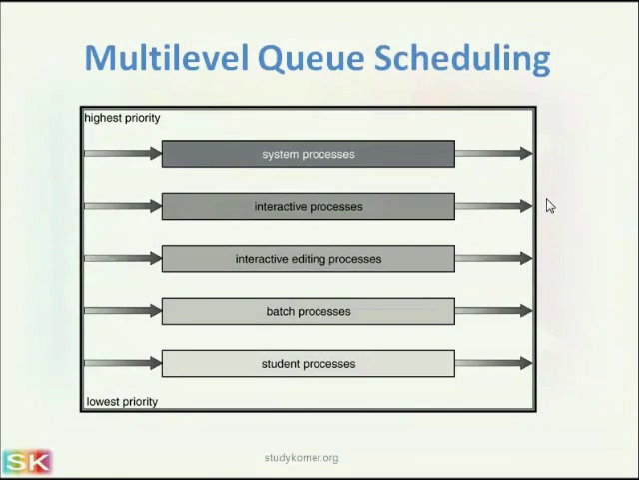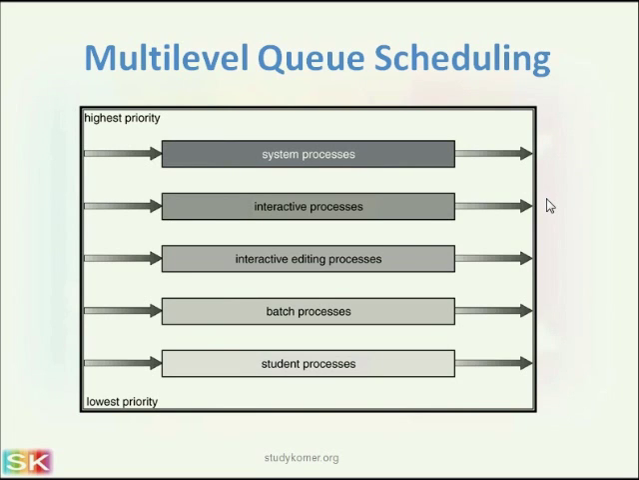So this can be one example in which we have 5 queues in the system. Whenever a system process is submitted to the ready queue, it will be submitted to the highest priority queue, and interactive processes will be submitted to the second highest. Interactive editing processes may be submitted to the third highest. Batch processes can be submitted to the fourth highest, and student processes can be submitted to the lowest priority queue.